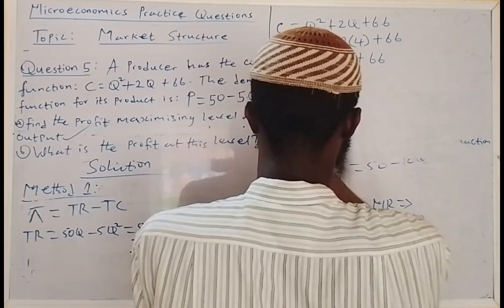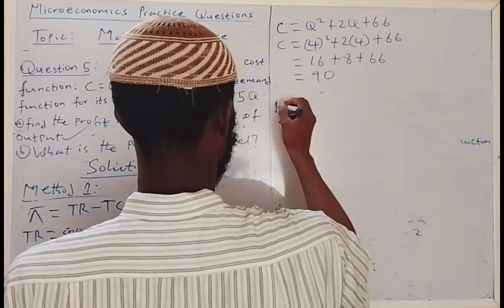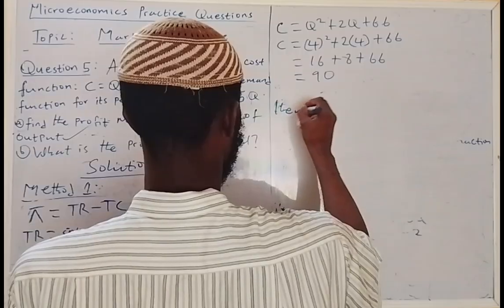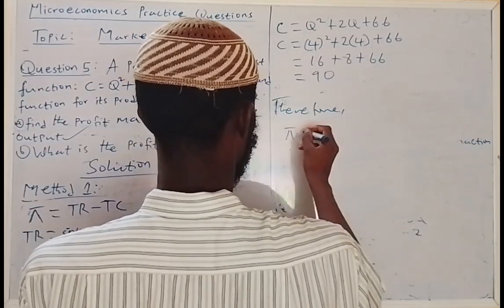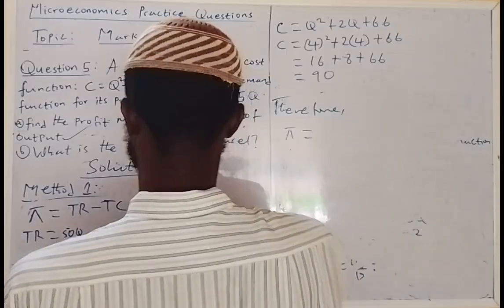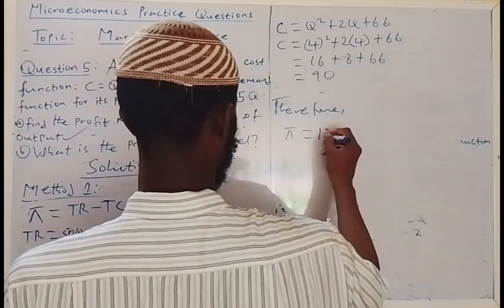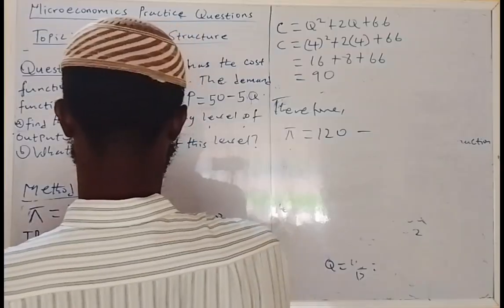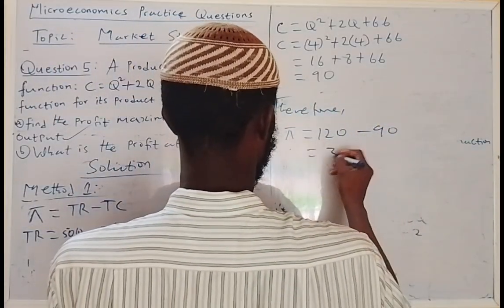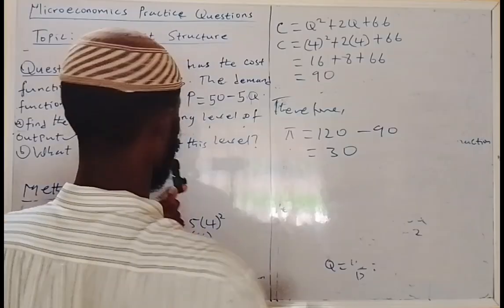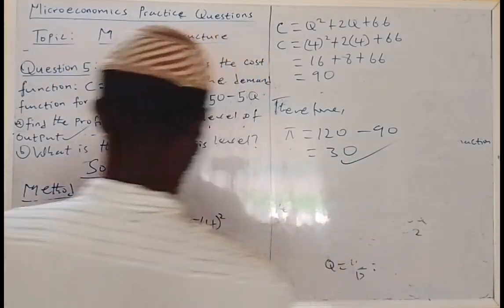Then we can now go back to our profit formula. Therefore, pi equals TR. What is our TR? The value for TR is 120 minus TC, 90, which equals 30. Okay? Therefore, the profit is equal to 30.